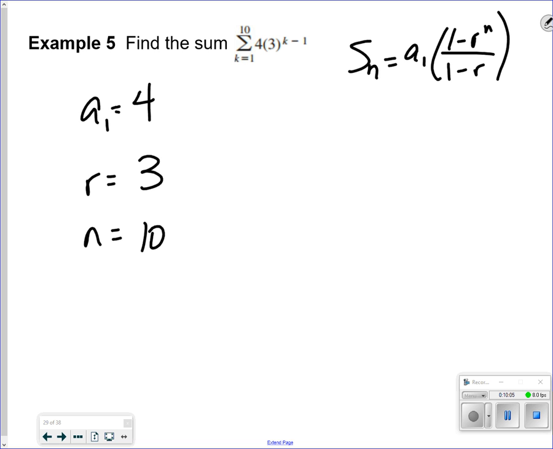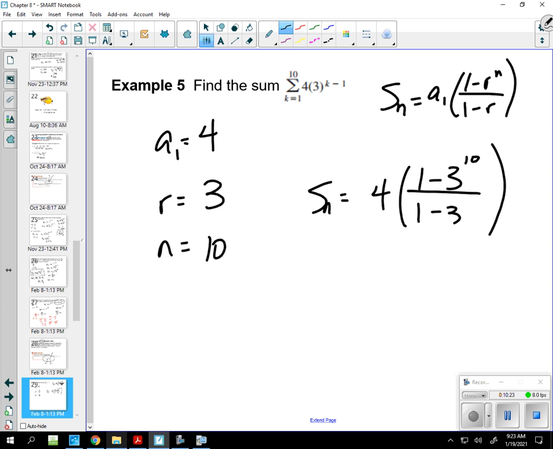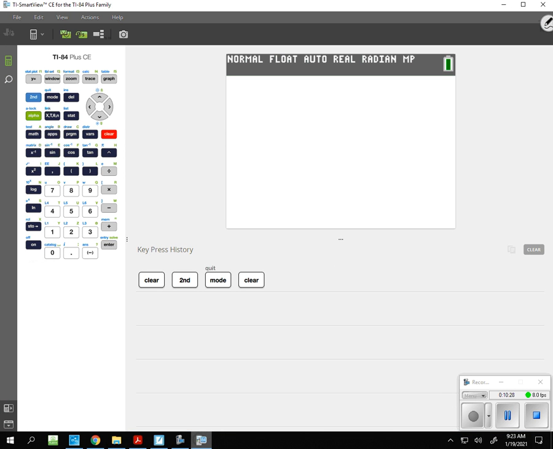So do I have enough information to find the sum? Yes. First term, 1 minus r raised to the nth power divided by 1 minus r. A little calculator work right now. So I'm going to plug this into my calculator now, and I'm going to go ahead and pull up a calculator so we have that. So 1 minus 3 raised to the 10th. Let's try this again, 1 minus 3 raised to the 10th power.